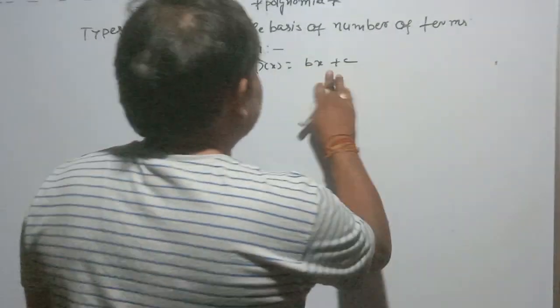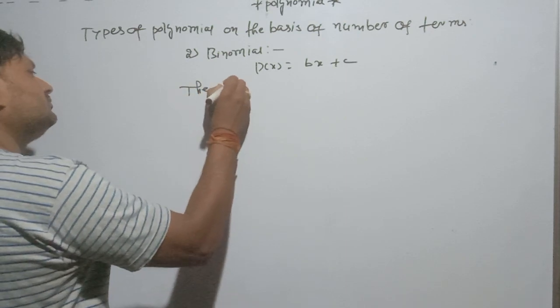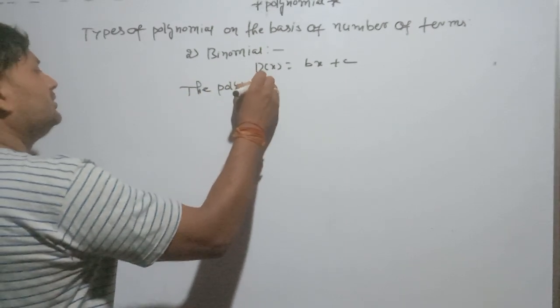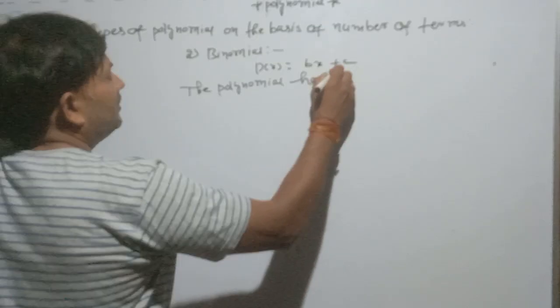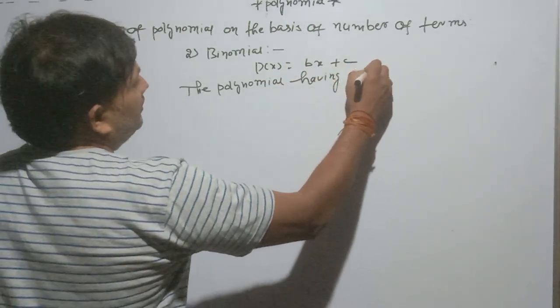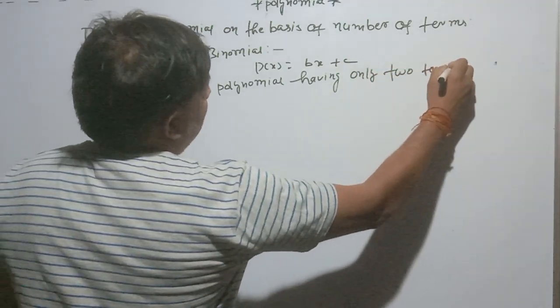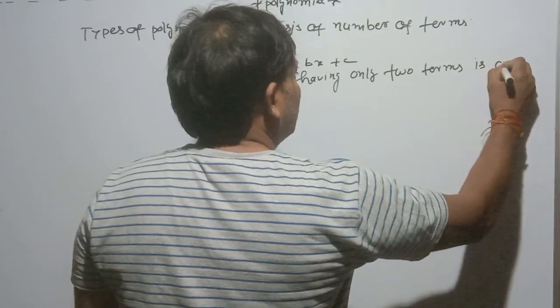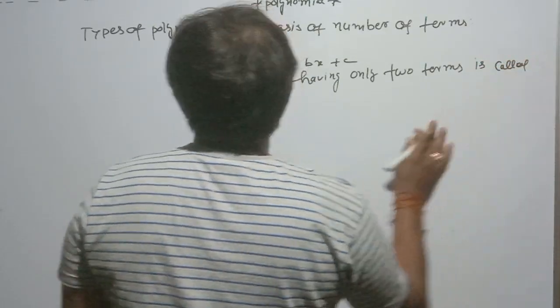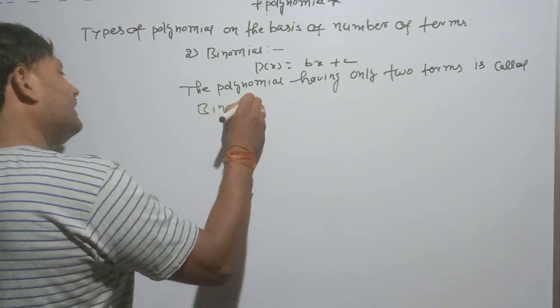So you can define it like this: the polynomial having only two terms is called binomial. Binomial.